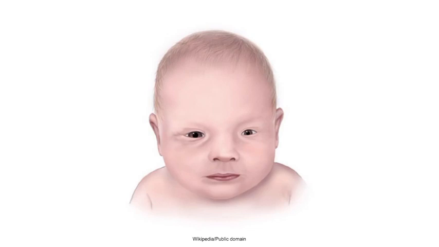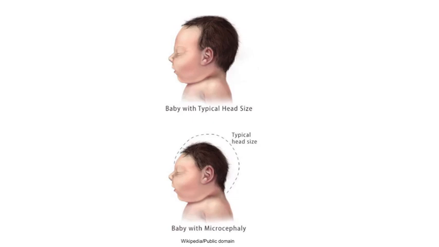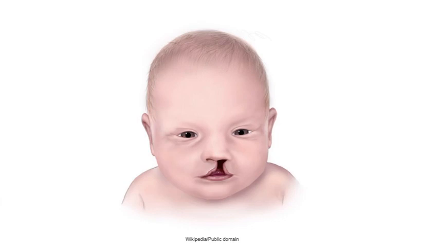This is a figure of microphthalmia, which can be found in section 10 of genetics. Notice that this eye appears much smaller than the other one. This is a figure of microcephaly. Notice that the top image shows a baby with a typical head size, and the bottom shows a baby with microcephaly. This is a figure of a cleft lip. It's quite obvious, but you can see the cleft lip right here.